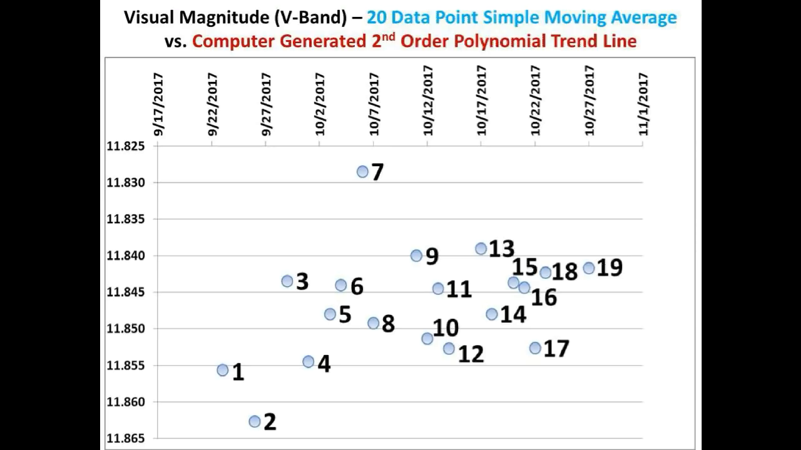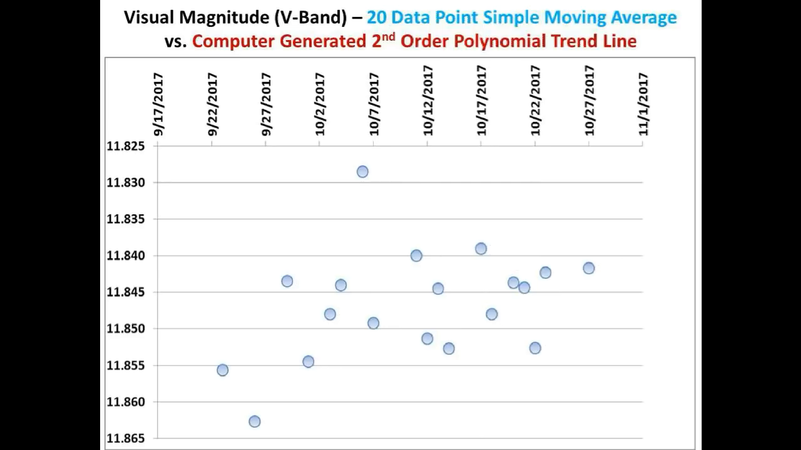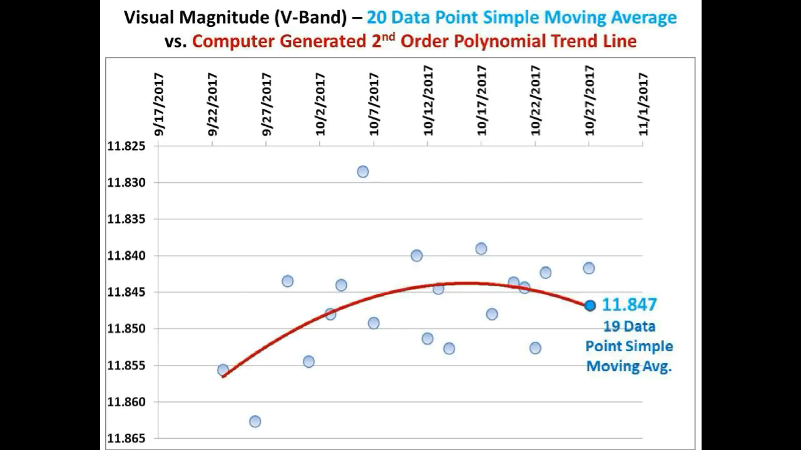Since we only have 19 data points so far, we decided to cheat a little and show where the 19 data point simple moving average is, which should be very close to where the 20 data point simple moving average would be. And this red line is the computer-generated second-order polynomial trend line of the scatter plot. Notice how the current location of the 19 data point simple moving average is right on the end of the computer-generated trend line. So we feel confident in both metrics since they seem to give the same result.